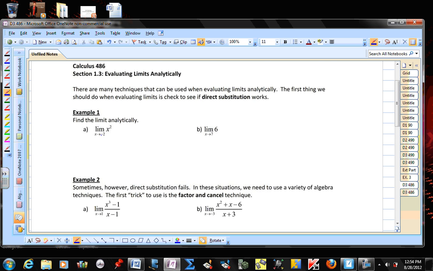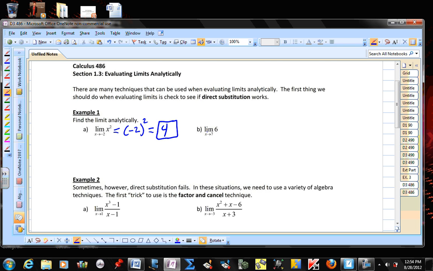If we take -2, we're talking about the limit of x squared as x approaches -2. If we take -2 and substitute this in for x, you get -2 squared, which equals 4. I hope we have a real number answer. That's our limit. Pretty straightforward.